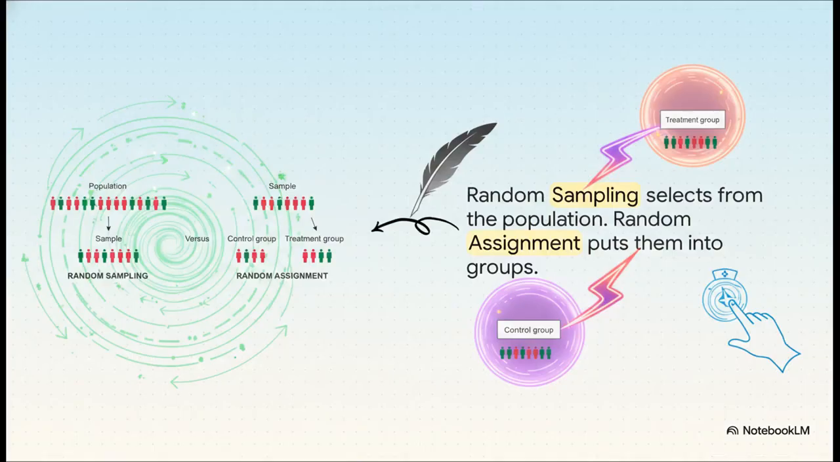Now this is so important because it clears up something people mix up all the time. See, random sampling is about how you pick people from the big, wider population to be in your study. But random assignment, that's randomization, is how you then divide those people into your groups. It's that second step, the assignment part, that is the absolute 100% must-have for a true experiment.